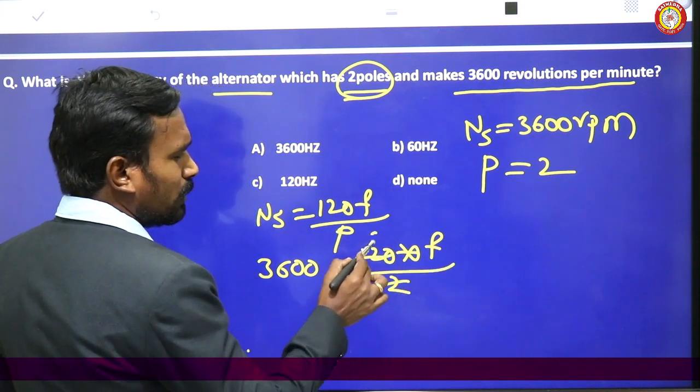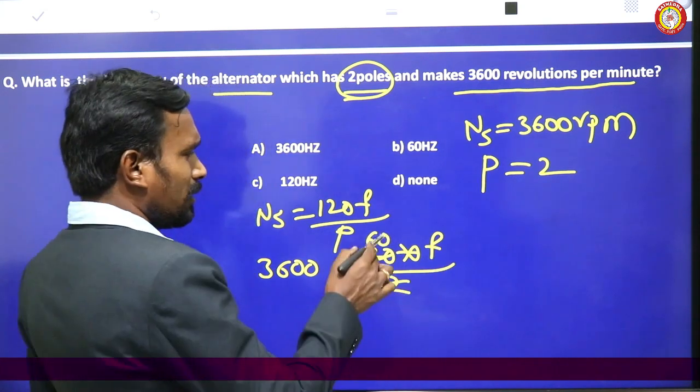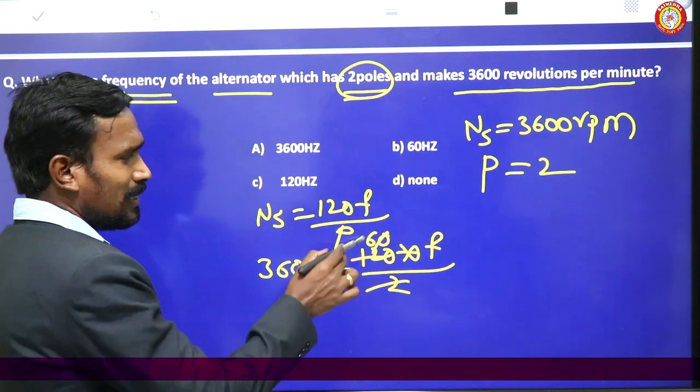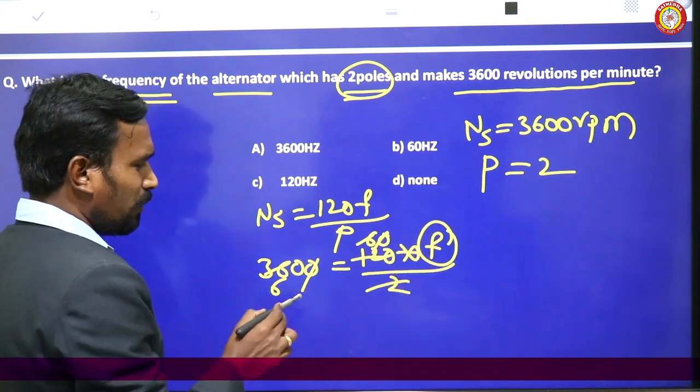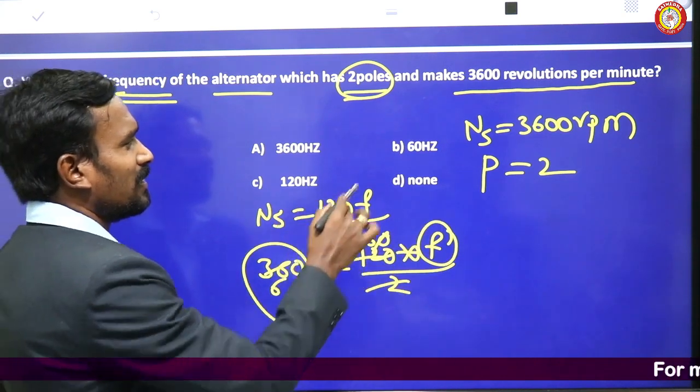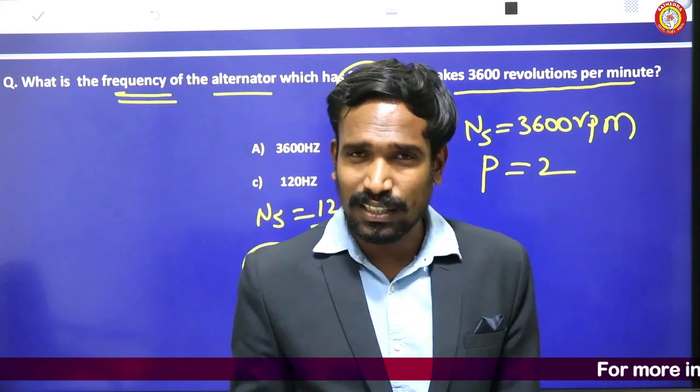2 ones are 2, so 2 60s are 120. The 0 gets cancelled. 6 ones are 6, so 6 6s are 36. So finally the frequency is 60 hertz. The frequency is 60 hertz.